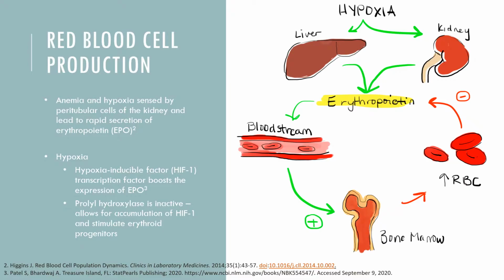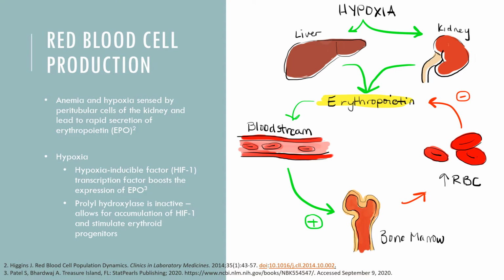On the right, you can see a diagram of the red blood cell production cycle. When a stress factor is induced inside an individual's body, the liver and kidney will sense this and produce erythropoietin, or EPO. From there, it will go into the bloodstream and enhance production of red blood cells via the bone marrow. The two typical stress factors include anemia and hypoxia, and these are sensed by the peritubular cells of the kidney and lead to rapid secretion of erythropoietin, or EPO.